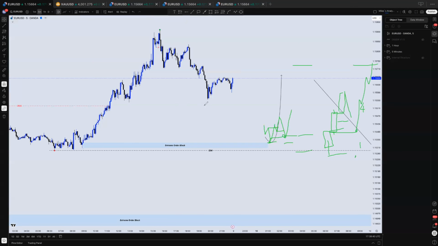On the EURUSD, if price is to come to this level. But another scenario again is that price will just come here, break, retest, and then give us a new break of structure in this level. But this is another possibility.